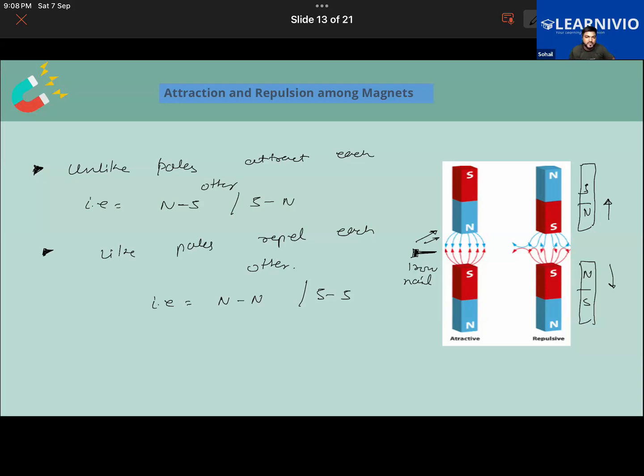Also, there is a proper manner in which magnets have to be stored. For example, bar magnets should always be kept in pairs. How they should be kept, I will tell you.